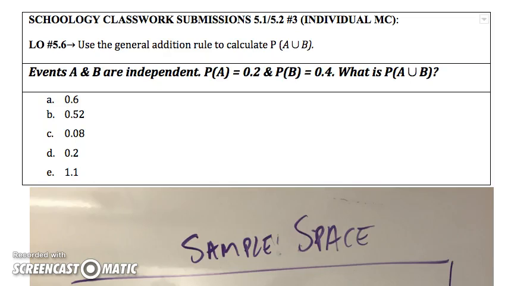So this is just a little follow-up to our work on Venn diagrams and independent events and using the general addition rule. So here's a question. Use the general addition rule to calculate the union of A and B, given that they're independent.